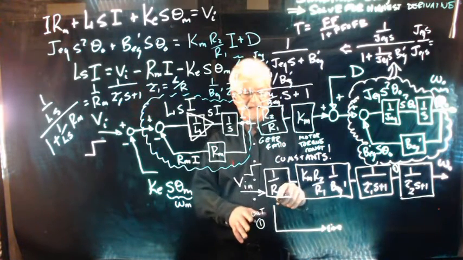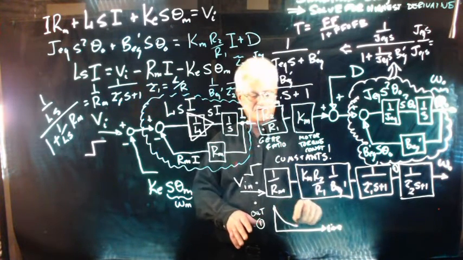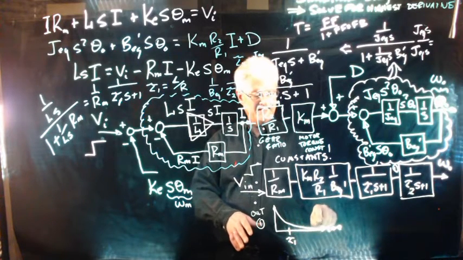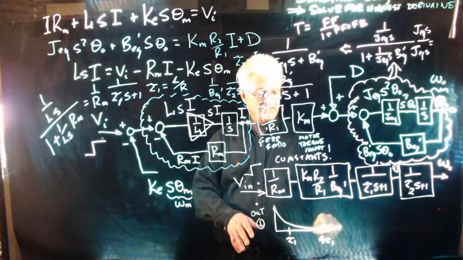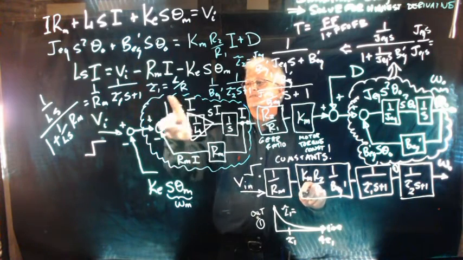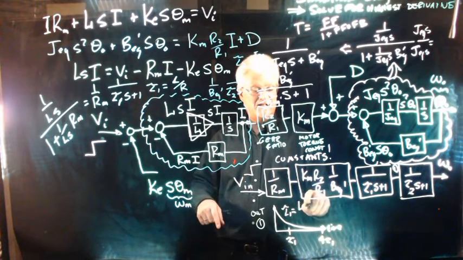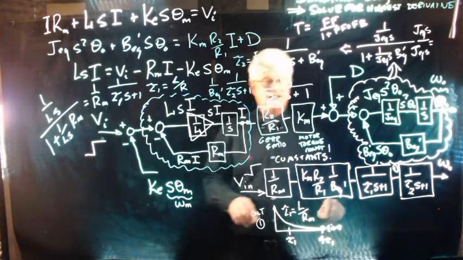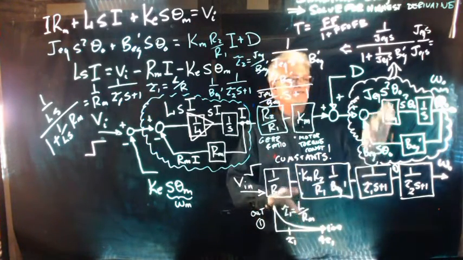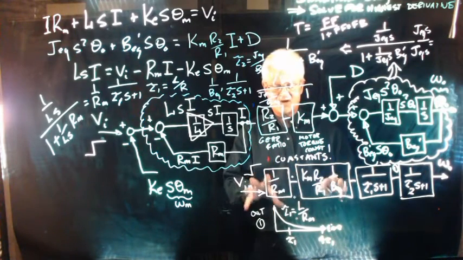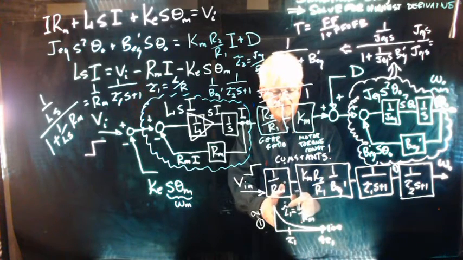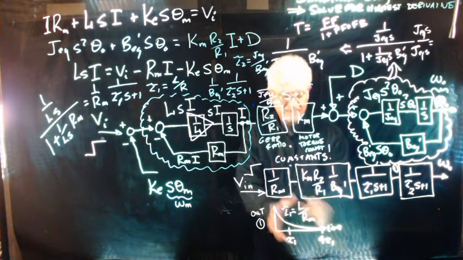So output 1 is going to tell me that I've got some kind of a first order response where this is the time constant tau 1, and this is 4 tau 1. And what is tau 1? Tau 1 is equal to L over R sub m. So if you know what L is, and I'm going to guarantee you L is almost always very small, so this happens really fast. The time constant is really small because L is really small.